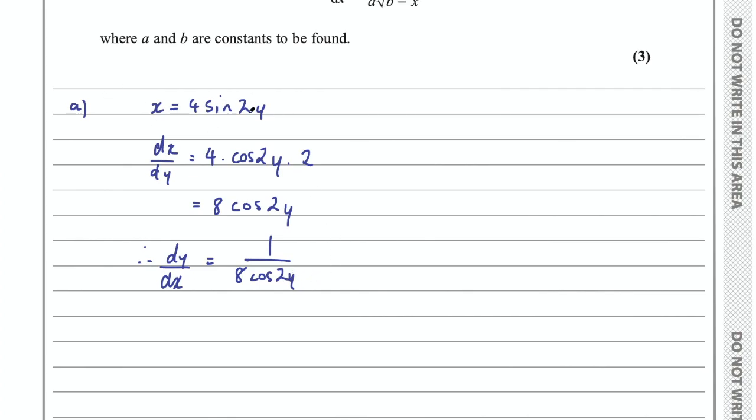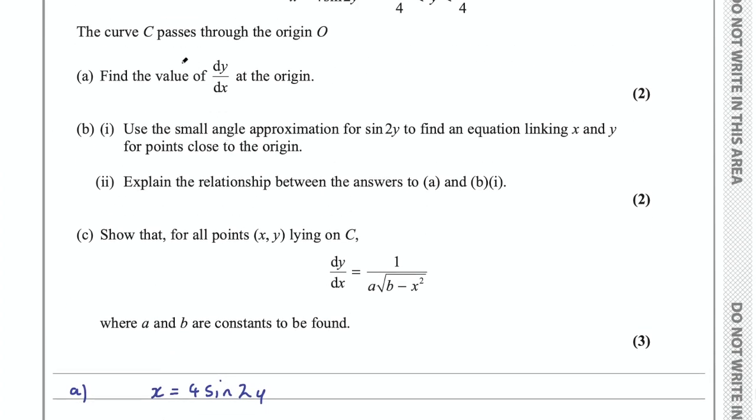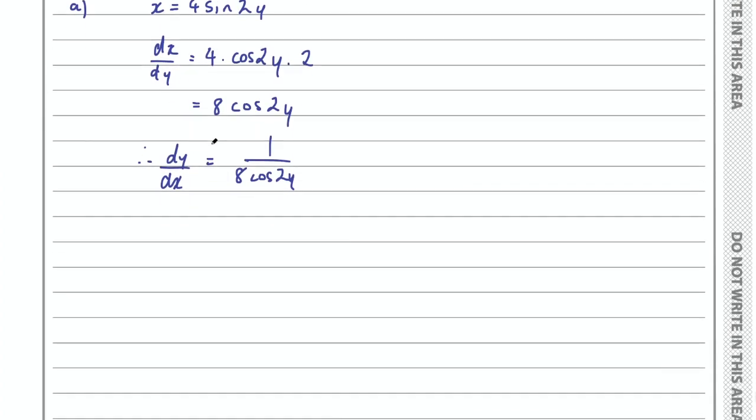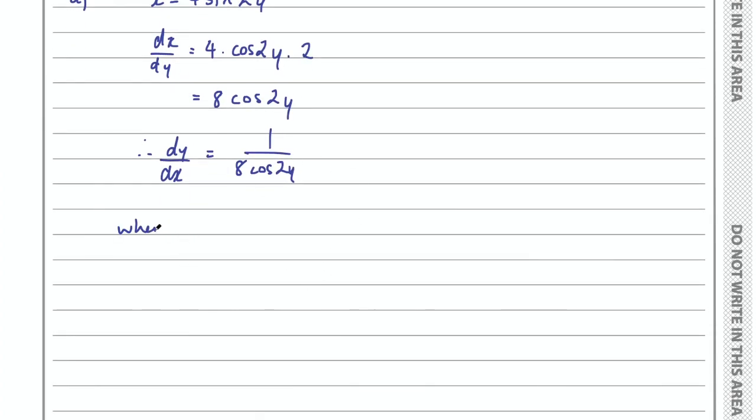And you can also do that using the double angle formula and then the product rule. That would still work out. But anyways, we need to find the value of dy on dx at the origin. So when y equals 0, we would have cosine of 0, right? Plugging 0 in there, 2 times 0 is 0, cosine of 0, and that is 1. So dy on dx would evaluate to 1 over 8 times 1, which is just 1 on 8. So the derivative at the origin is 1 on 8.